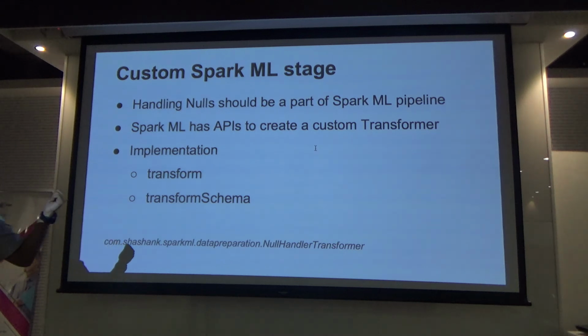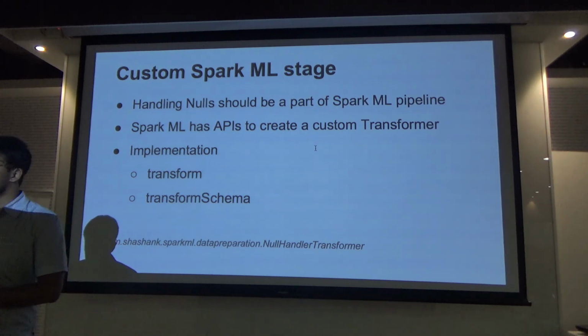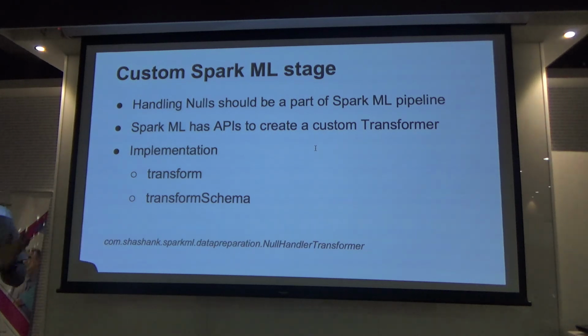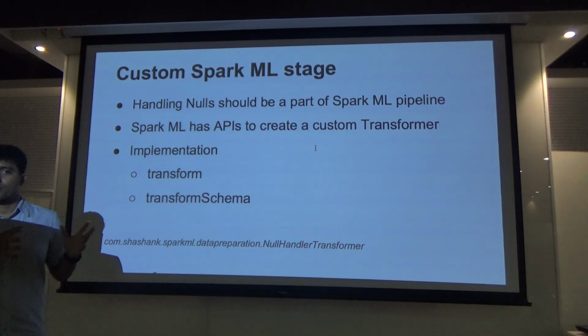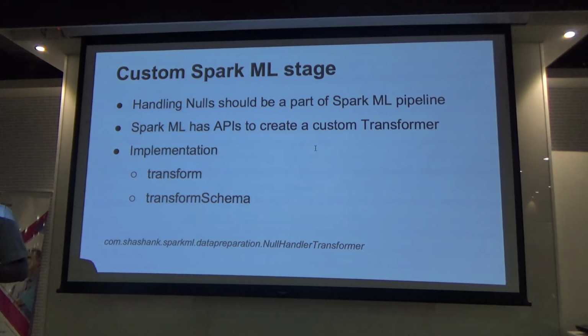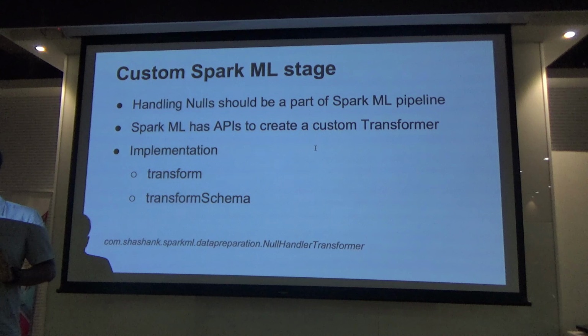One is a transform method and another is a transform schema method. So what is a transform method? A transform method is similar to the method we discussed about the transform. It takes a data frame and does some modification, and then it will return a data frame.